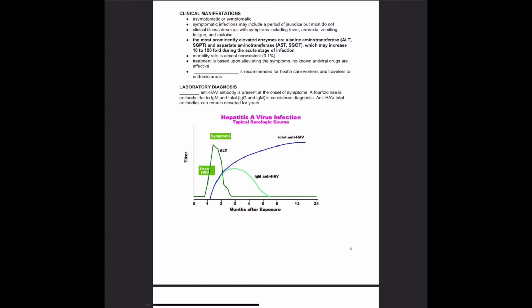The hepatitis A virus vaccine is recommended for healthcare workers and travelers to endemic areas. IgM antibody is present at the onset of symptoms, and a fourfold rise is considered diagnostic.